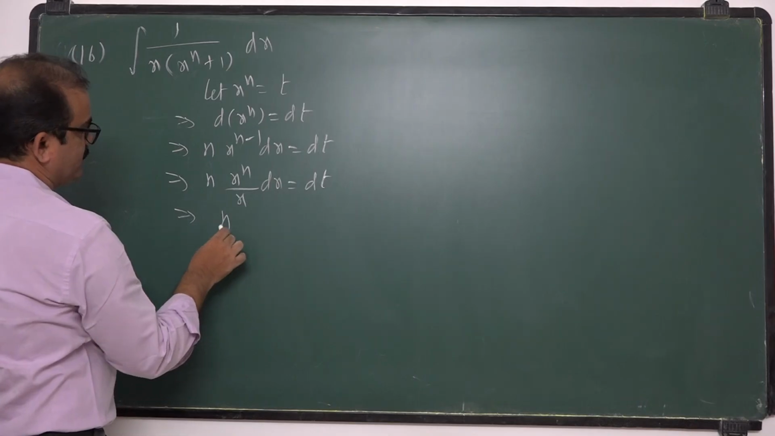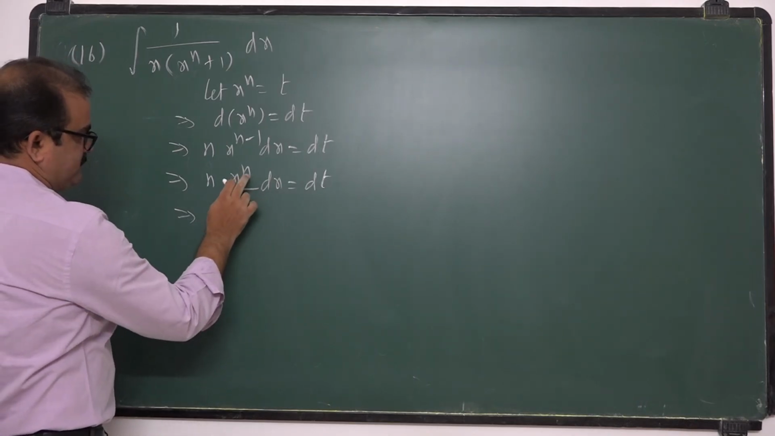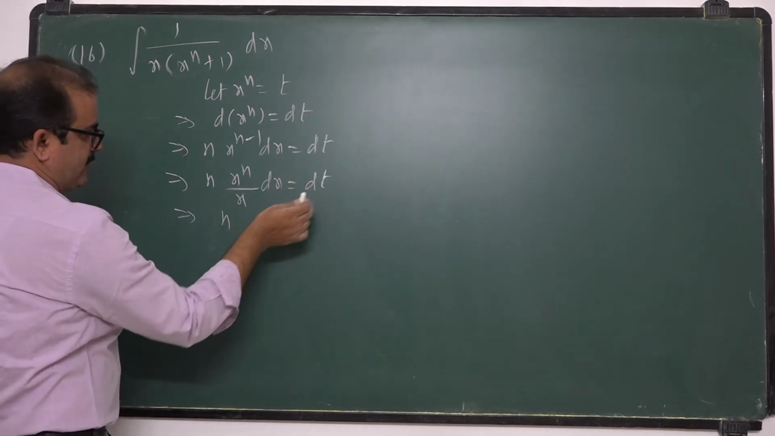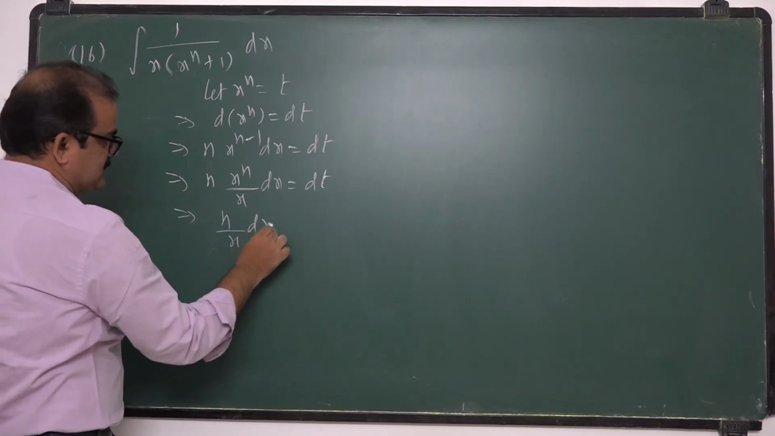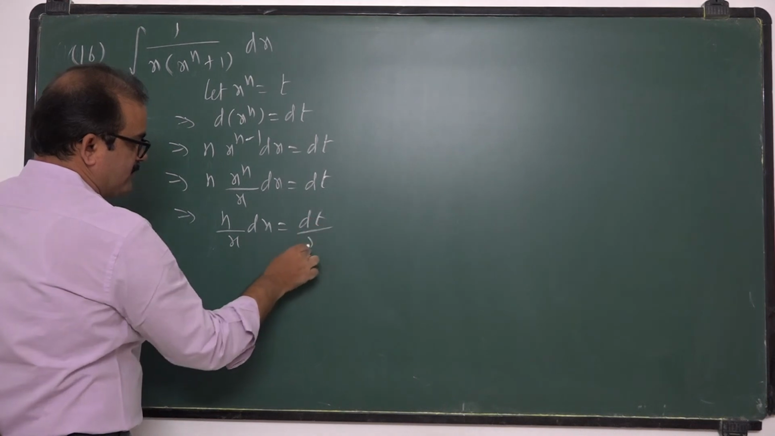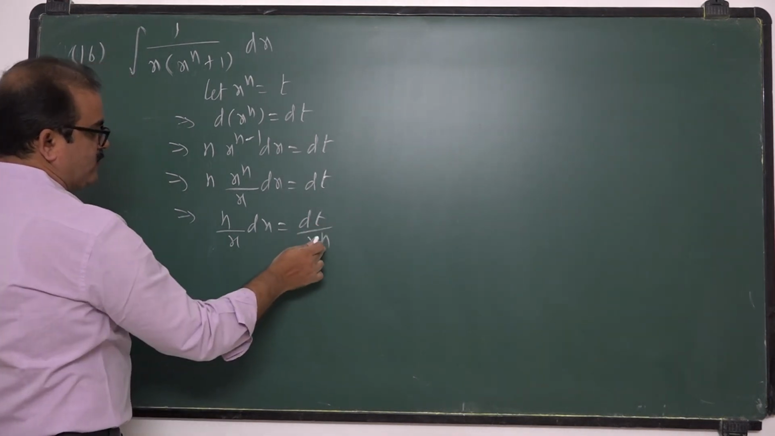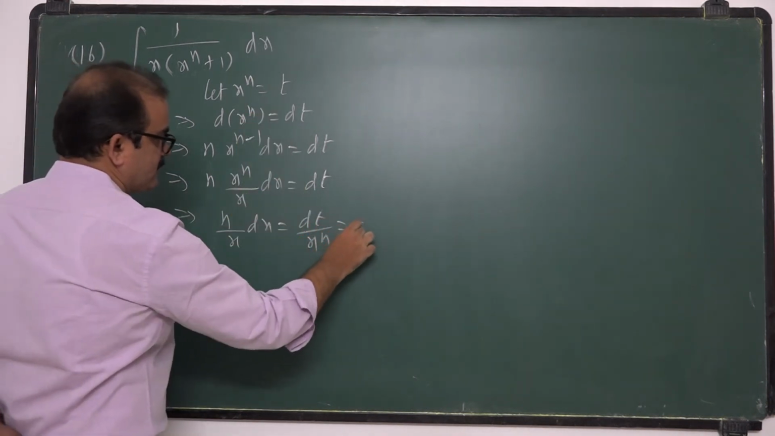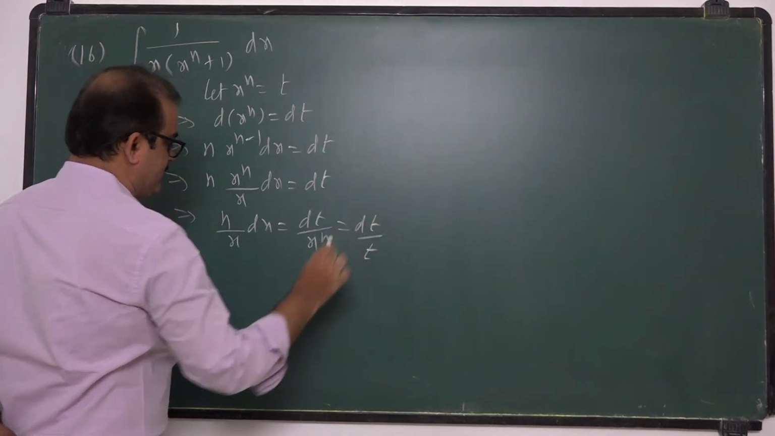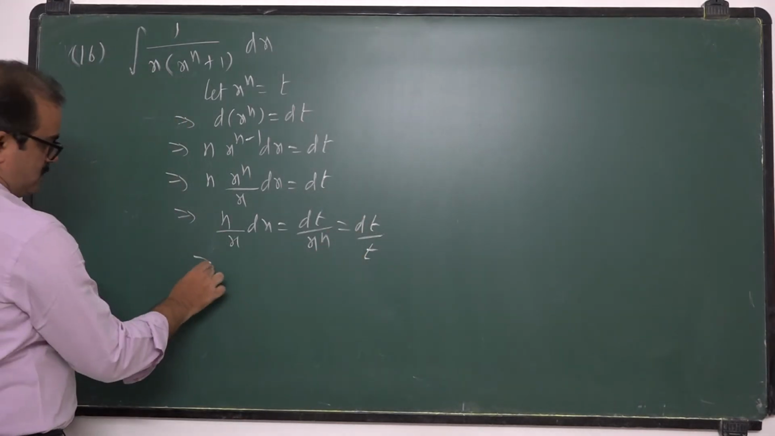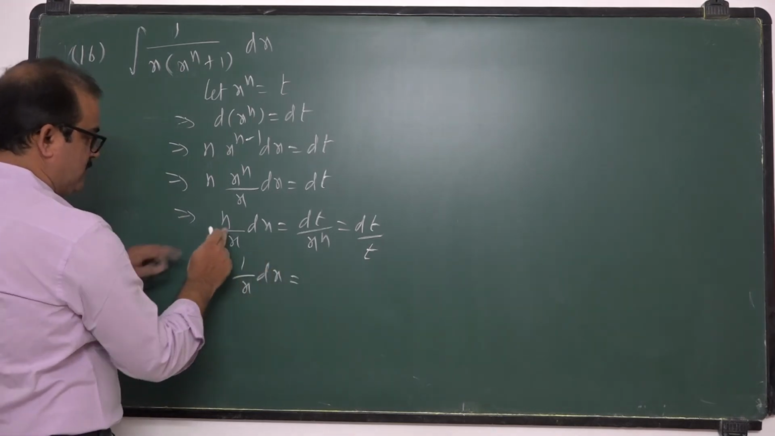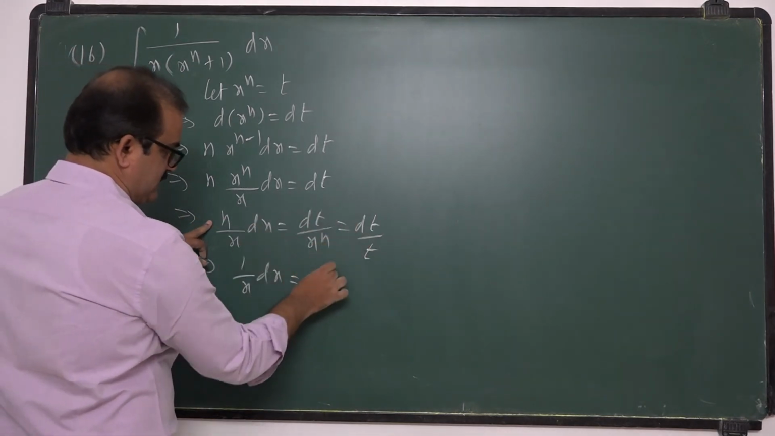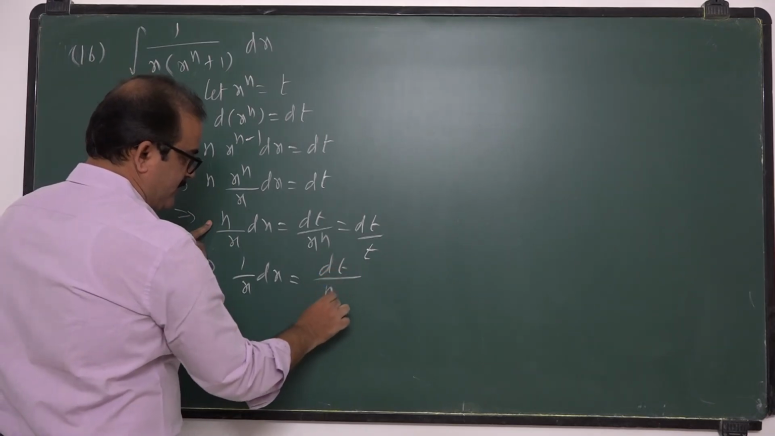N into x power n, take this x power n to right hand side, n by x into dx is equal to dt by x power n. But what is x power n? T. So that is dt by t. From this 1 by x dx is equal to, take this n to right hand side, dt by n into t.